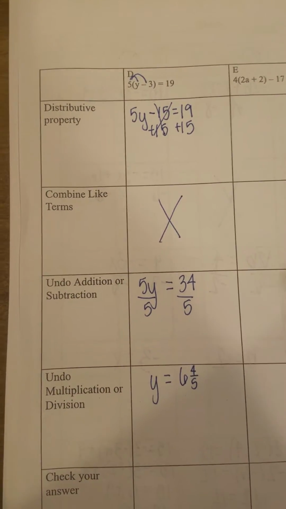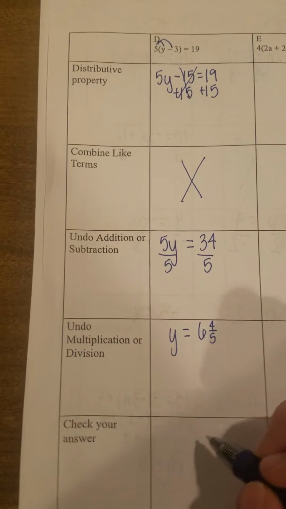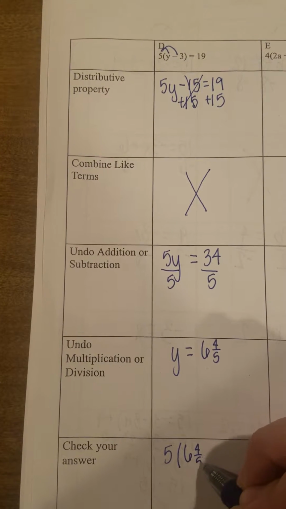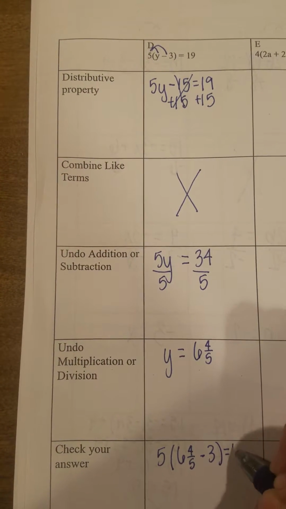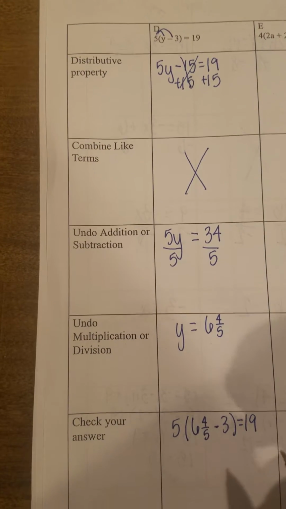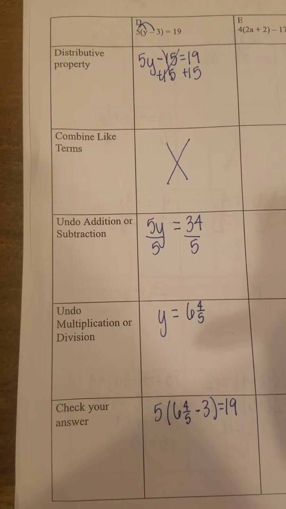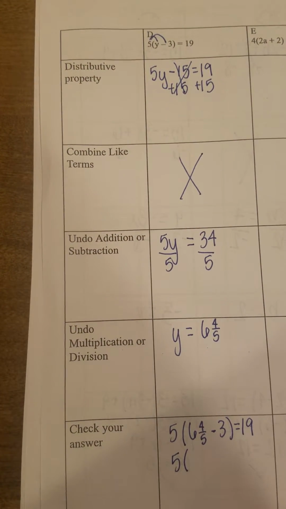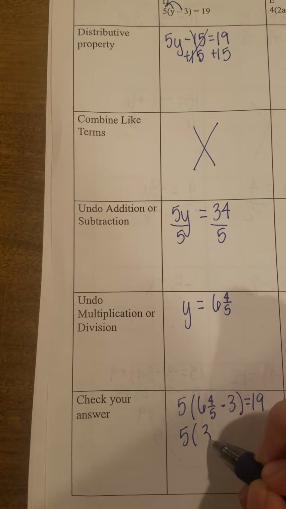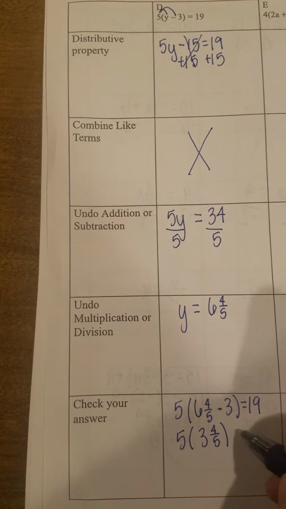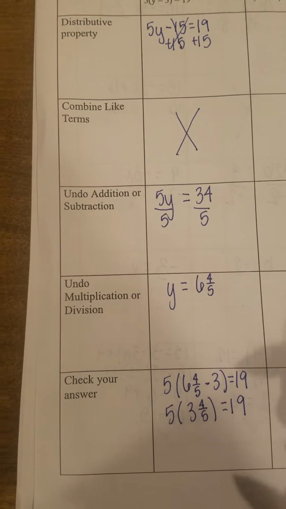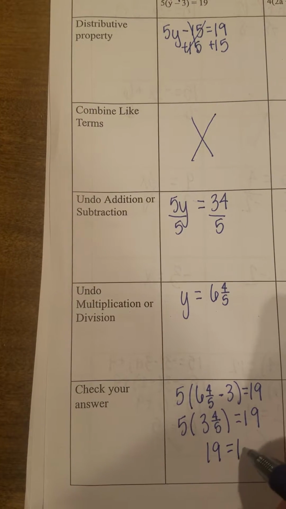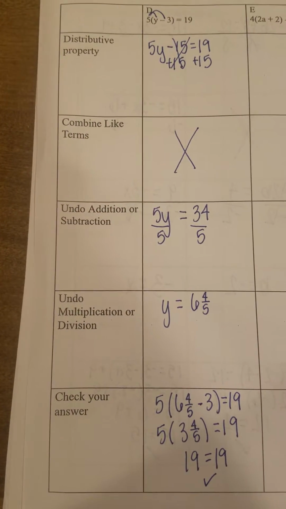So we're going to see if this is the right answer by plugging it in. So we're going to do 5 parentheses 6 4/5 minus 3, and we're going to see if that equals 19. So again, we're going to follow our order of operations. So we do our parentheses first. Inside our parentheses, when we subtract, we end up getting 3 4/5 equals 19. And when we multiply 5 times 3 4/5, we do in fact get 19 as our answer, which means that we are correct.